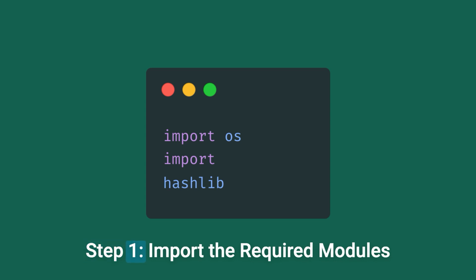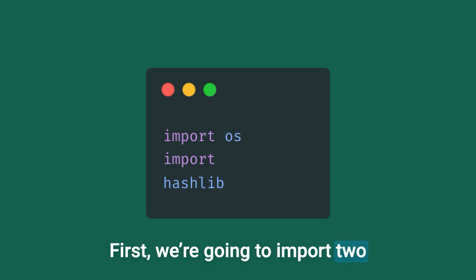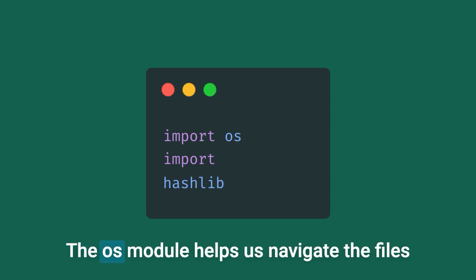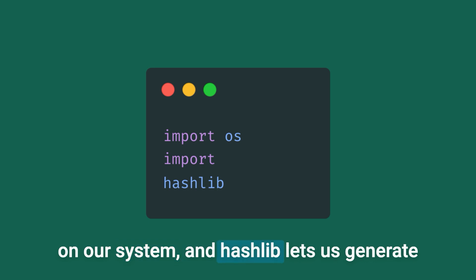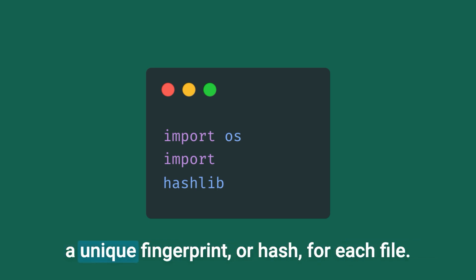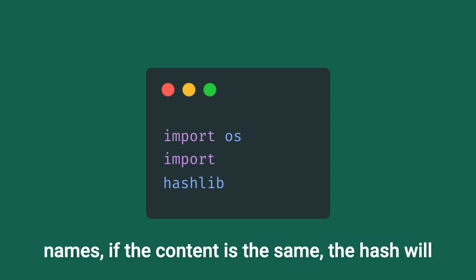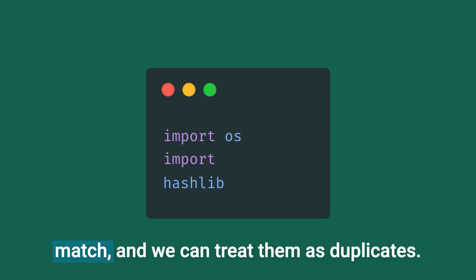Step 1. Import the required modules. First, we're going to import two important modules, OS and hashlib. The OS module helps us navigate the files on our system, and hashlib lets us generate a unique fingerprint or hash for each file. This way, even if two files have different names, if the content is the same, the hash will match, and we can treat them as duplicates.